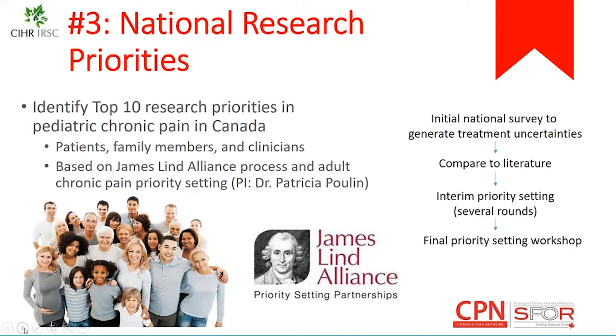And then it goes through an interim priority setting. With a smaller group of patients, family members and clinicians, we'll go back to them and they'll whittle it down to a short list. Then a smaller group of about 10 to 15 people will come for an in-person workshop, again patients, family members and clinicians, and through discussion and facilitated activity they will arrive at the top 10 research priorities for treating pain in youth.